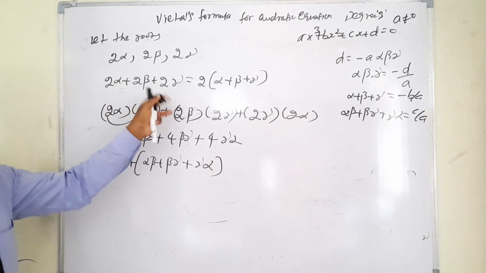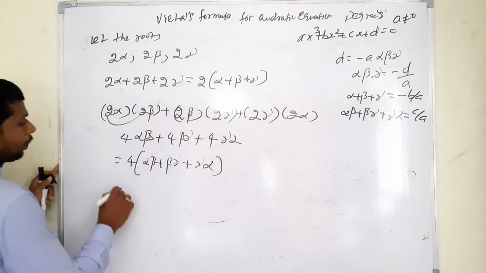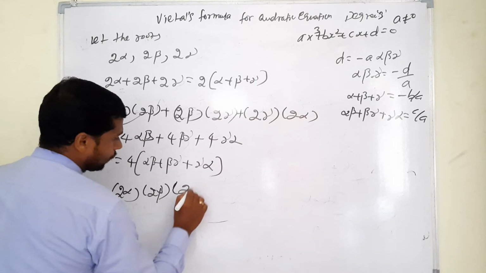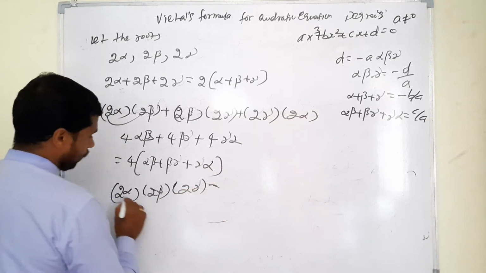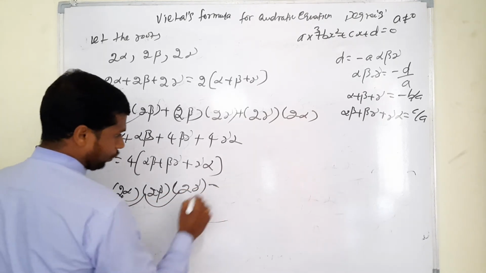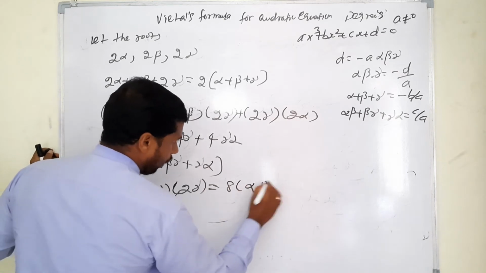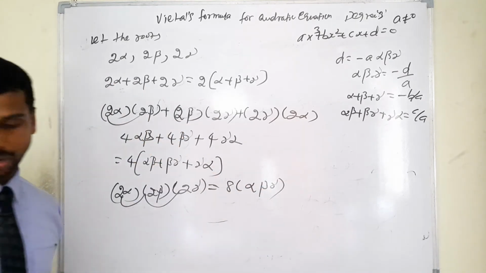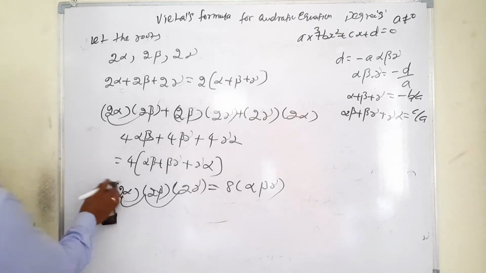Now the product of the roots taken three at a time: 2α into 2β into 2γ is equal to 2 into 2, 4, 4 into 2, 8, so 8αβγ. This is for the roots 2α, 2β, 2γ. Next example.